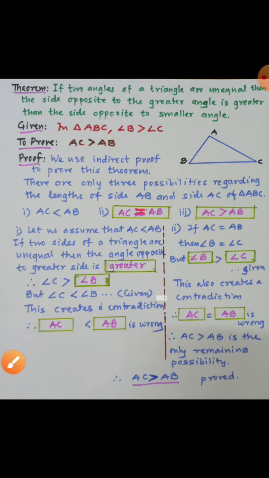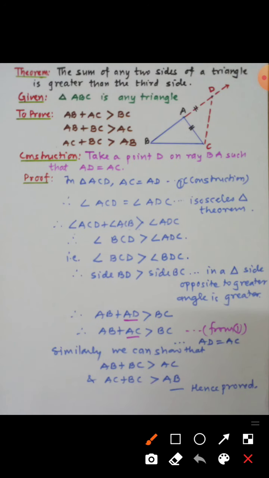Now students, we'll see the next theorem. The statement of the theorem is: the sum of any two sides of a triangle is greater than the third side. If you take any triangle and add any two sides, you will find that the sum of the two sides is always greater than the third side. To prove this, given triangle ABC is any triangle, we have to prove that AB plus AC is greater than BC, AB plus BC is greater than AC, and AC plus BC is greater than AB.